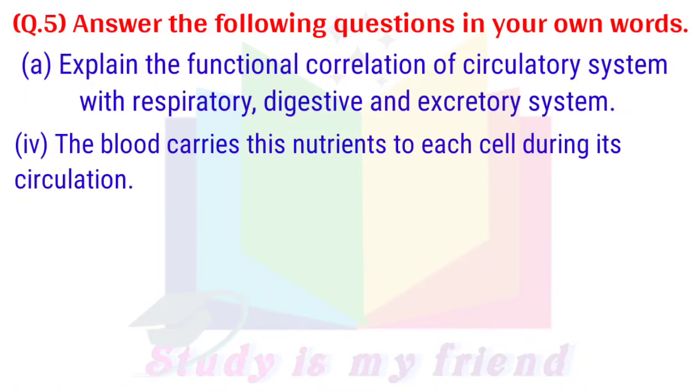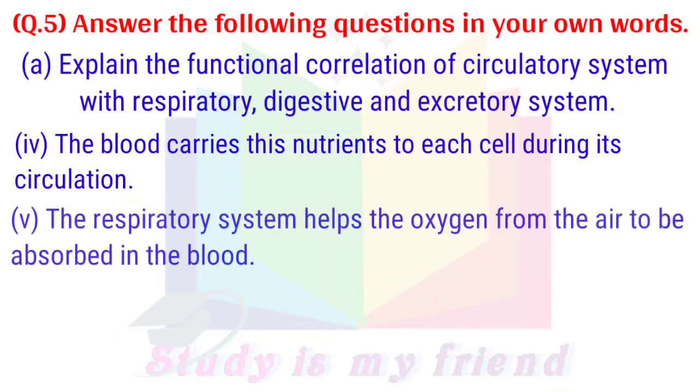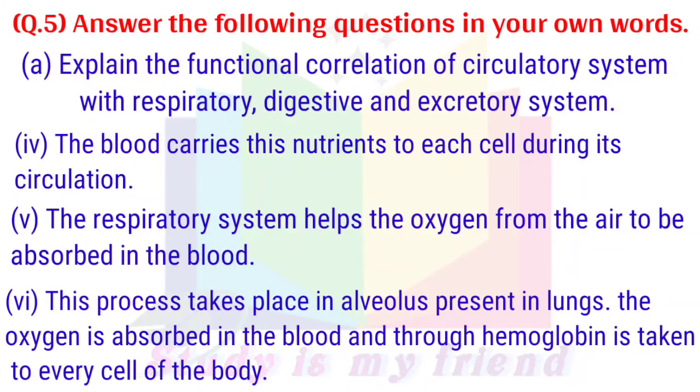4. The blood carries these nutrients to each cell during its circulation. 5. The respiratory system helps the oxygen from the air to be absorbed in the blood. 6. This process takes place in the alveoli present in the lungs. The oxygen is absorbed in the blood and through hemoglobin is taken to every cell of the body.